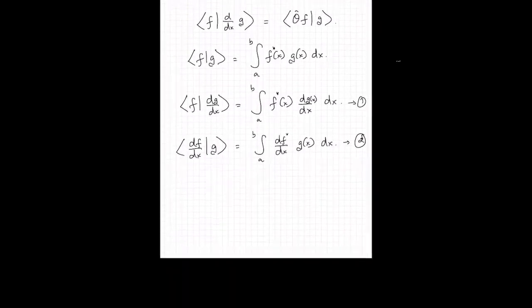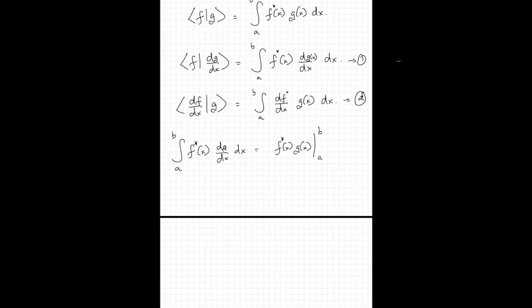So let's take equation 1 and evaluate this using the famous UDV formula. So the integral from a to b of f star of x dg/dx dx, right? So this is my u and this is my dv, right? So if I do that, this is equal to uv. So the first term is a boundary term, f star of x g of x between b and a, minus the integral from a to b of g of x times du, where du is df/dx times dx.